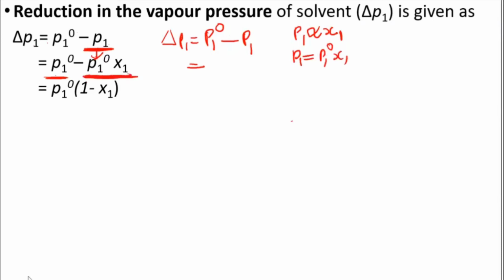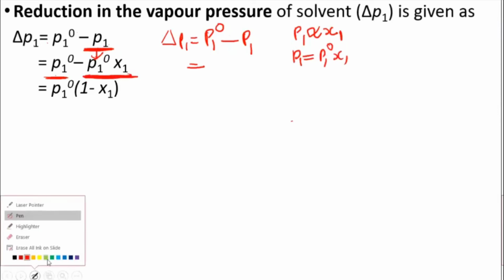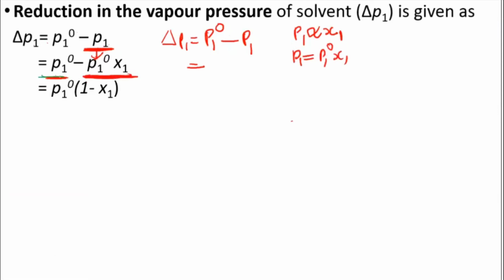Now you just remove what is common here. I'll take another ink and show you. See, now here I have P1 naught and P1 naught as common, so I have just removed it. When I remove P1 naught here, nothing is there, which means 1 is there. So 1 minus X1. Now what is 1 minus X1 equal to, according to mole fraction? X1 is the mole fraction of one component. You know X1 plus X2 is equal to 1. So 1 minus X1 is equal to X2, no?